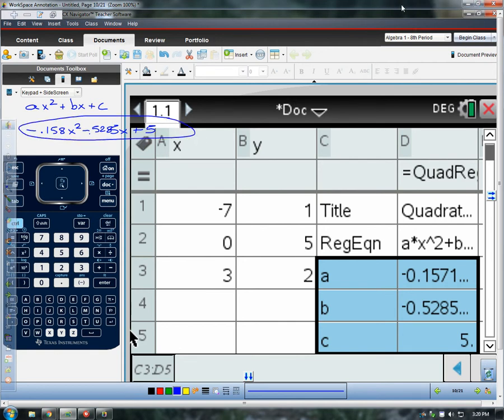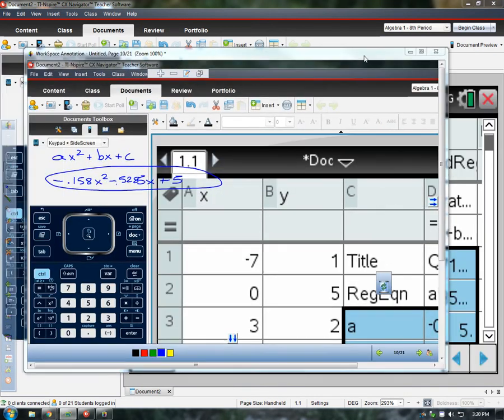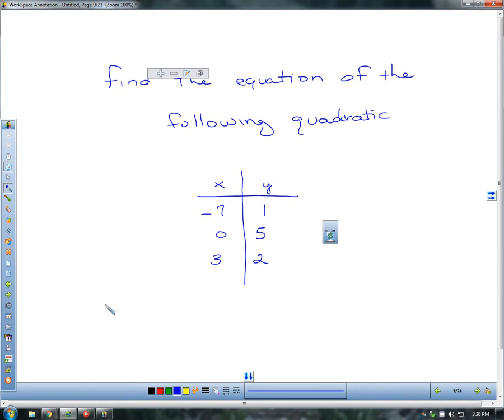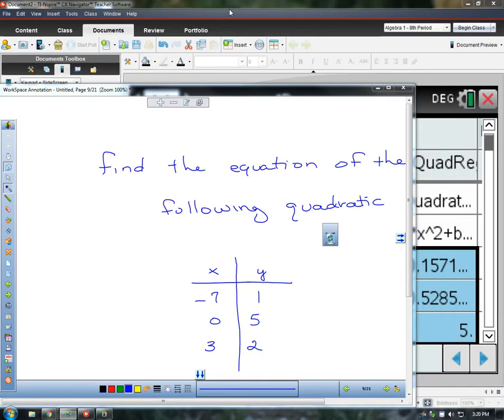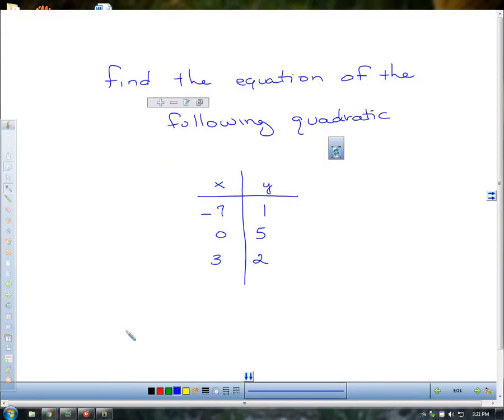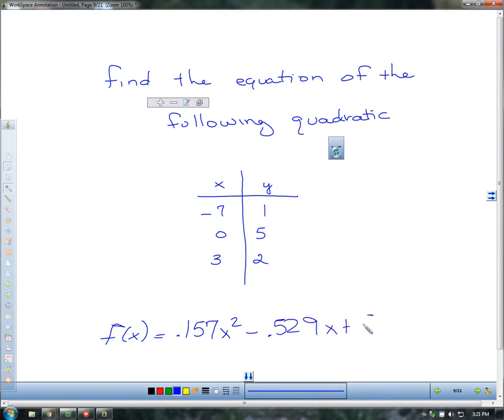So this is how I would write my answer. I'll move this over here. There we go. So I would say, okay, f of x equals -0.157 x squared minus 0.529 x plus 5. That would be my solution.